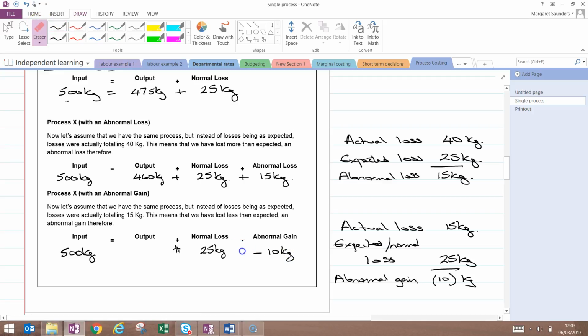We've just got to rub this a little bit out here, tidy it up slightly. So we can now again work out our output. It needs to add up to 500 kilos. We've got 25 minus 10 gives us 15, so it means our output must be 485. So 485 plus 25 minus 10 comes to 500.